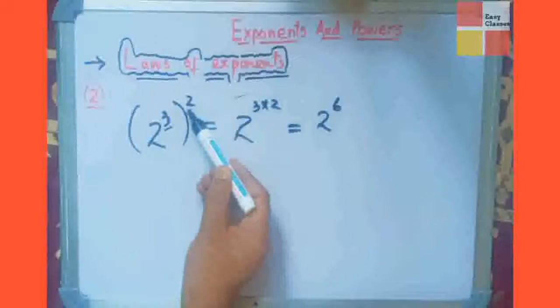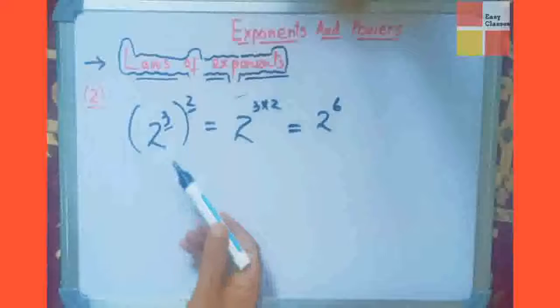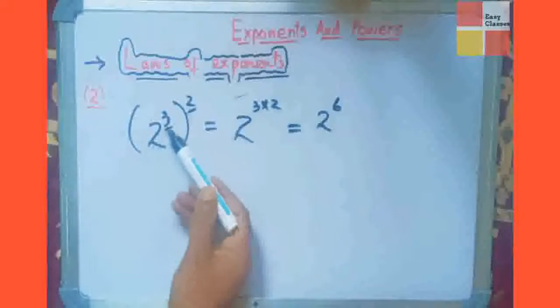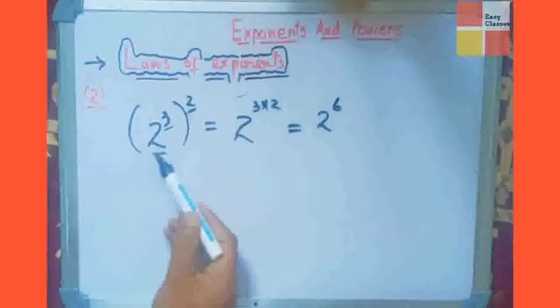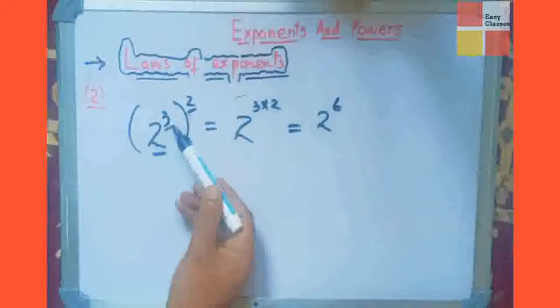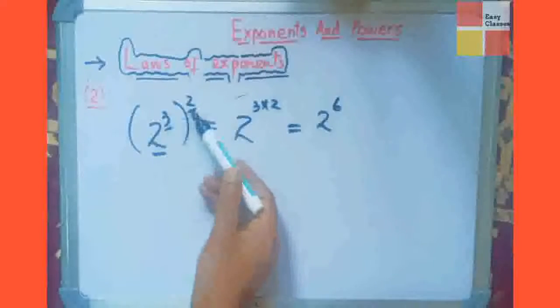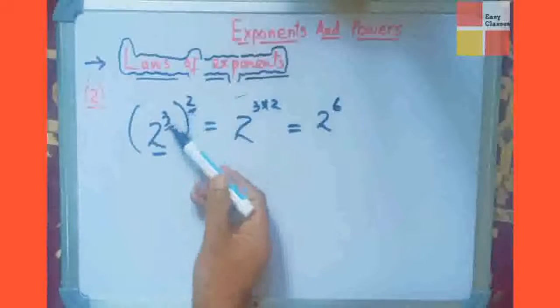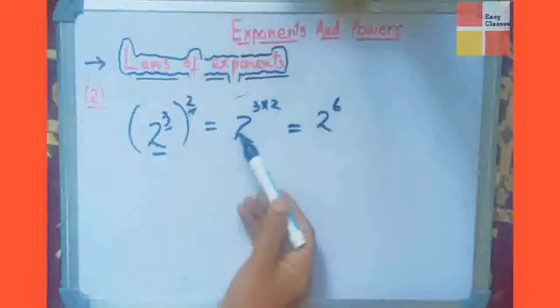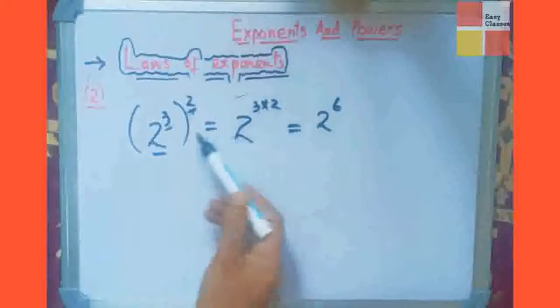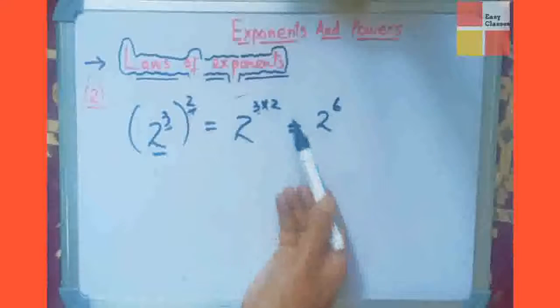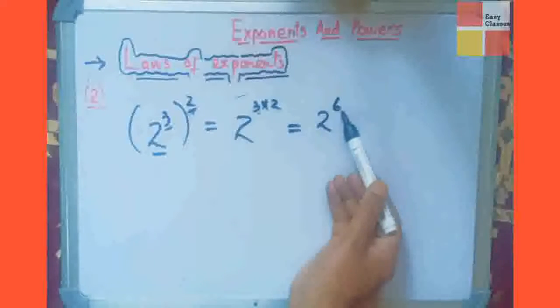In this case, when the number is provided with two powers, 2 raised to power 3, here are two powers of the number of the same base, 2 raised to power 3 whole raised to power 2. So in this case, what happens? These two powers are multiplied. So that means this is equal to 2 raised to power 3 into 2, that means 2 raised to power 6.